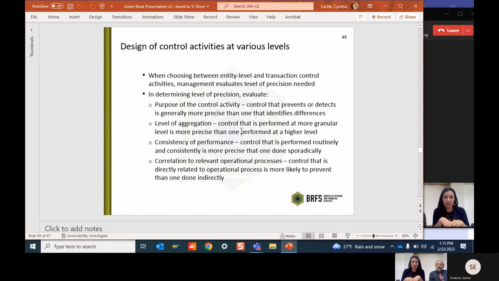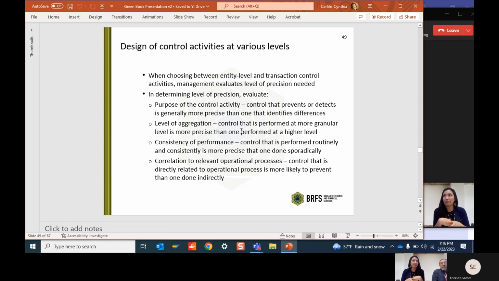The level of aggregation. A control that is performed at a more granular level is more precise, but generally also more costly, versus one that's performed at a higher level. Consistency of performance. A control that is performed routinely and consistently is going to be more precise than one done sporadically. And correlation to relevant operational processes. A control that is directly related to the operational process is more likely to prevent than one done indirectly.